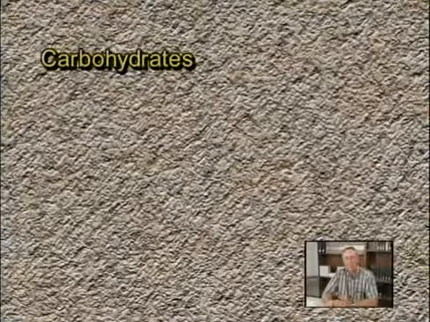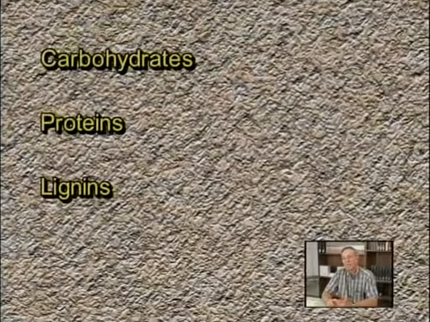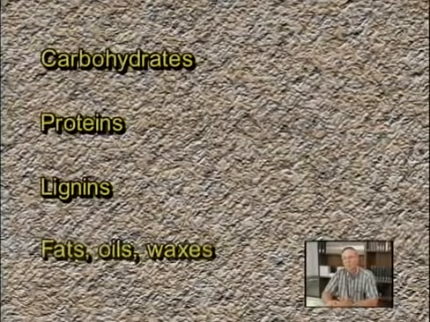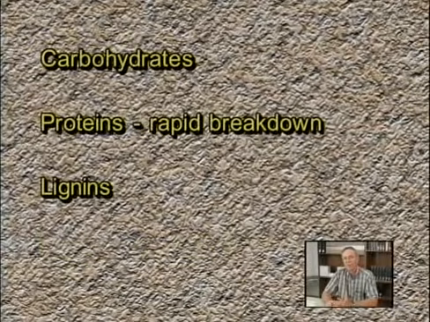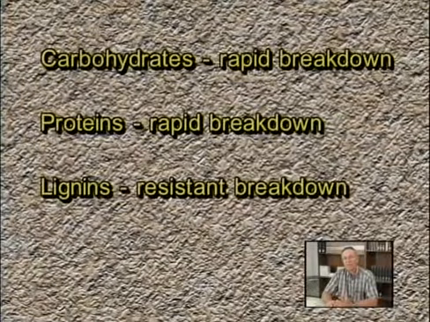As a quick review again, we've got those four groups: carbohydrates, proteins, the lignins, and then finally the catch-all group: fats, oils, waxes, resins, etc. Proteins break down rapidly. Carbohydrates are also rapidly decomposed. Lignins are very resistant to breakdown.